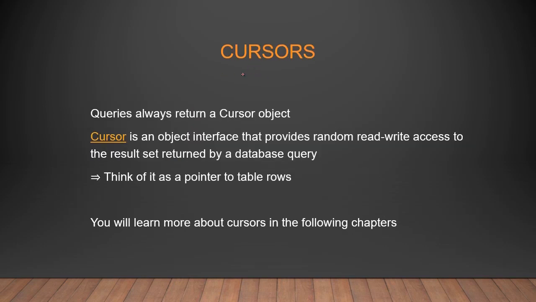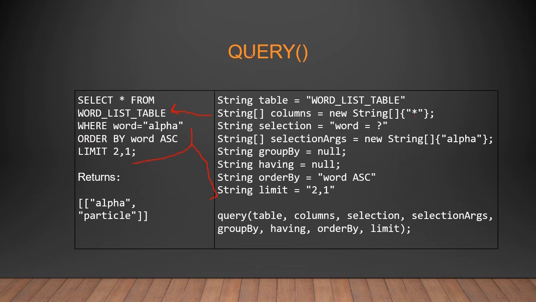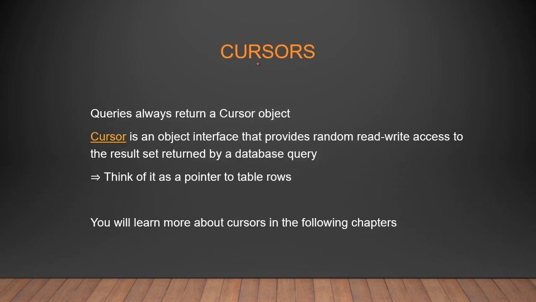So let's talk about cursor, okay? When you are working with the query and raw query methods, it returns a result set or a subset of your table, so you must store it inside a cursor. A cursor is an object that provides you read and write access to the result returned by a database query that you have written. Think of the cursor as a pointer to a table.